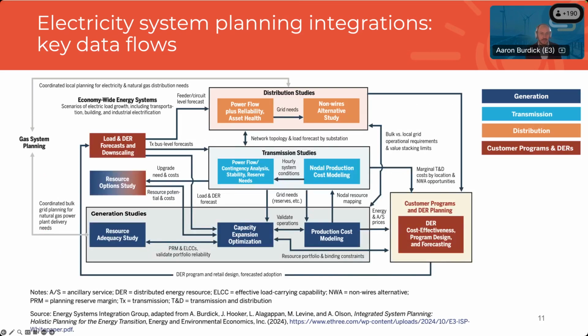So this diagram from the paper shows some of the key data flows that are necessary to support integrated planning. So we have in detail the generation, transmission, distribution, customer program, and DER analytical processes that form the foundation for planning within those domains. We also note some of the ways that economy-wide energy systems and gas system planning may interact with electric planning. So on the left part of this slide in those boxes, you see load and DER forecasts that are really foundational to determining planning needs.